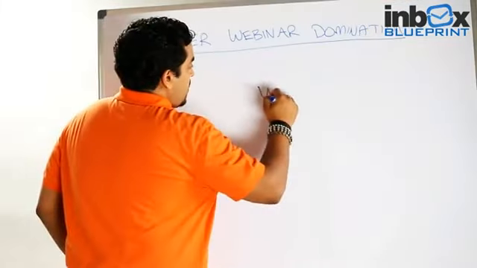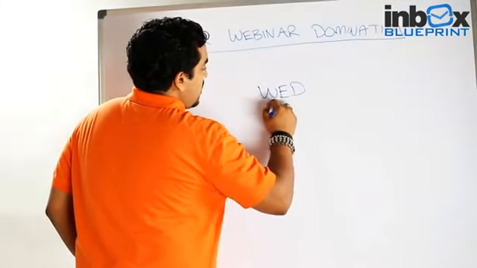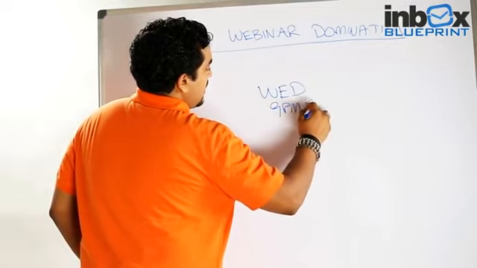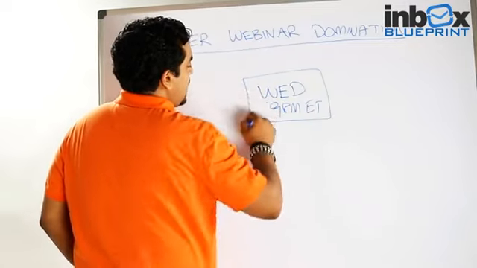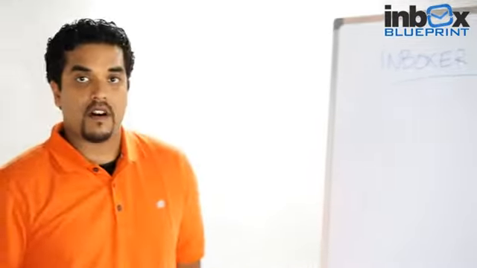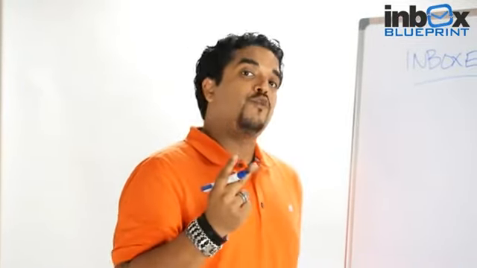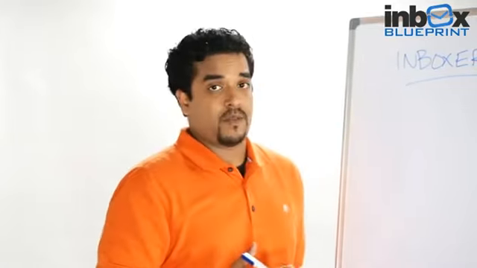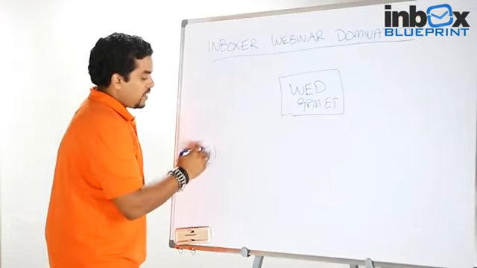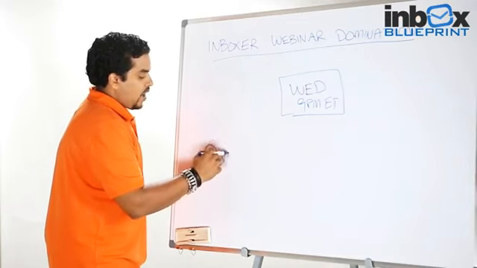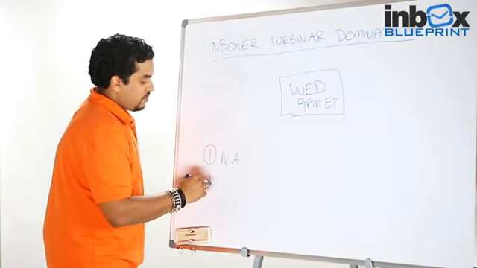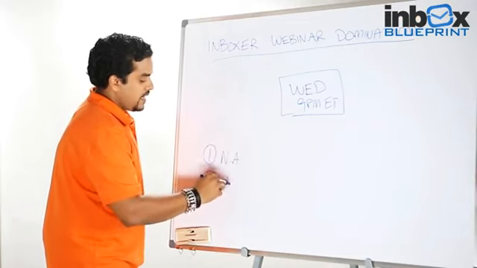We have a webinar coming up on Wednesday at 9 p.m. ET. Let's just assume that as the date. All right, if I'm gonna promote this as an affiliate, I have two options. It depends on how aggressively I wanna promote this. Option number one, I'm gonna say is the non-aggressive, and option number two, I'm gonna say is the aggressive.